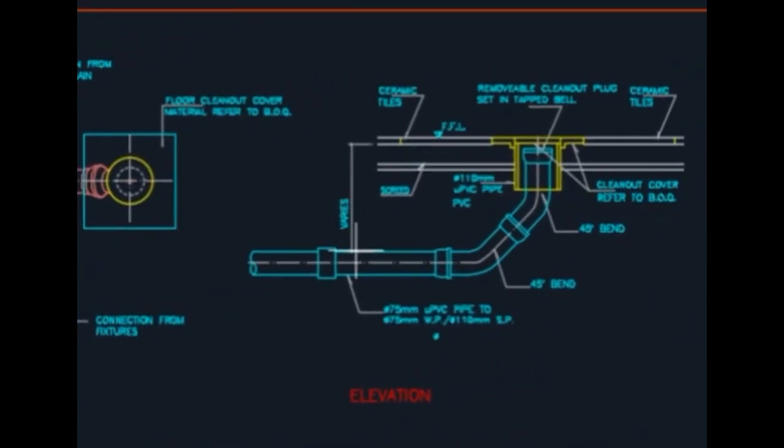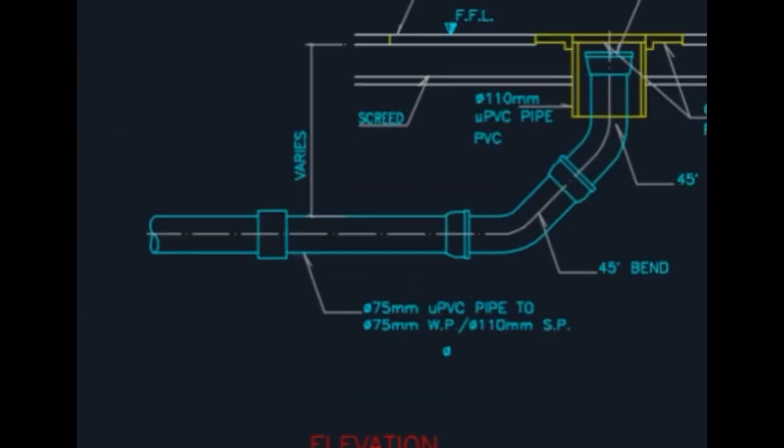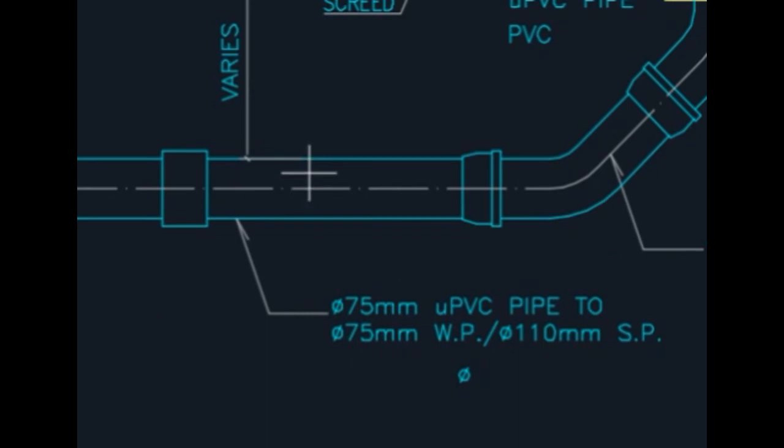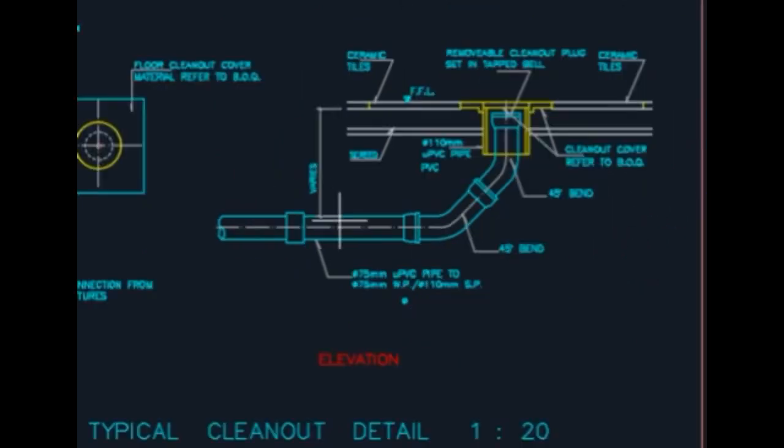It is different here. As an approximate thumb rule, keep a 1% slope in your mind. UPVC pipes of 110 or 75 will be used for this. So this is a 75 bend. So these are the clean out specifications.